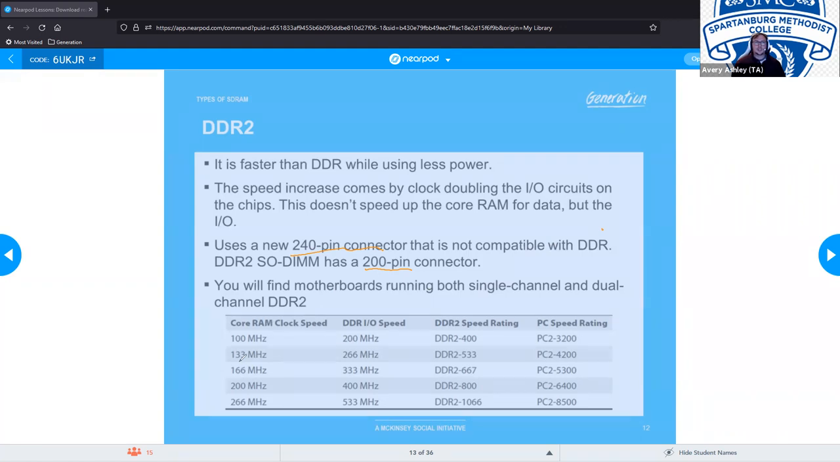All right, Kaylin, how do we find our DDR speed based off of our core clock speed? You multiply by the speed.